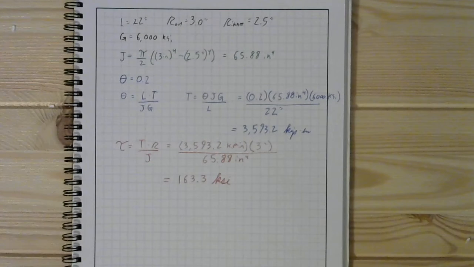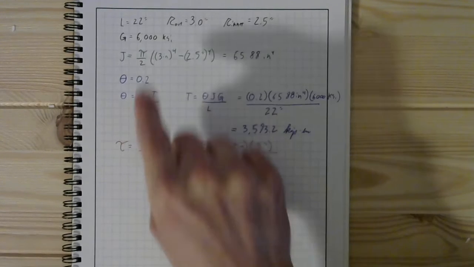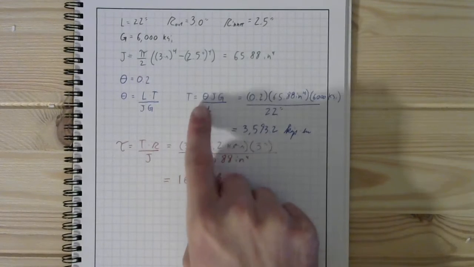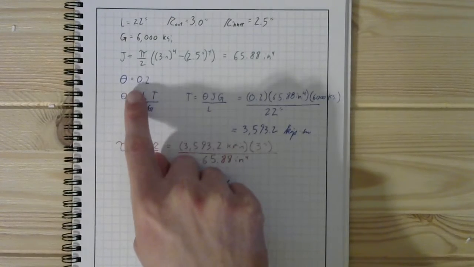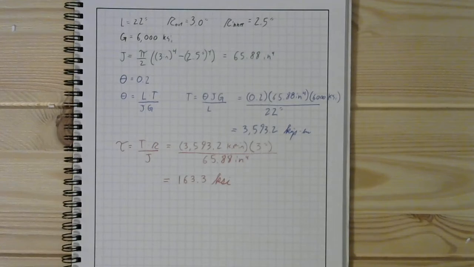Welcome to the video for the third problem on the second exam. In this one, we have a very straightforward torsion problem. We need to calculate the polar moment of inertia, the torsion required to cause a particular rotation, and the shear stress that would cause.